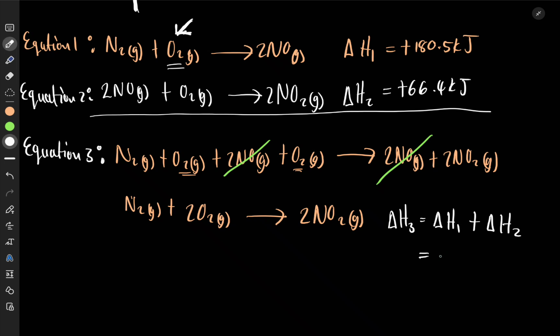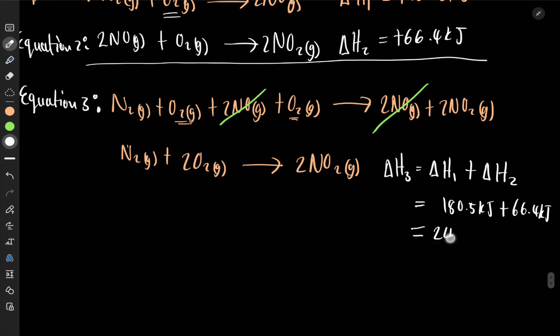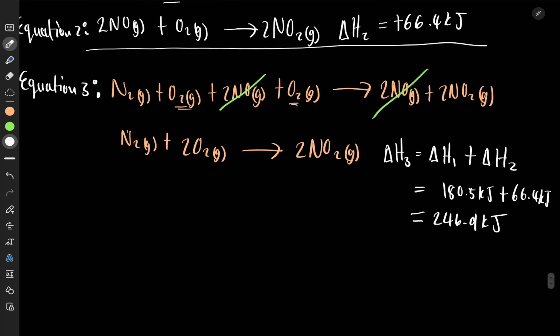Which would be positive 180.5 kilojoules plus 66.4 kilojoules. We'll now say 180.5 plus 66.4, we'll get 246.9, so it is equal to 246.9 kilojoules. And here we have used Hess's law. We have found our delta H and we have found our overall reaction.